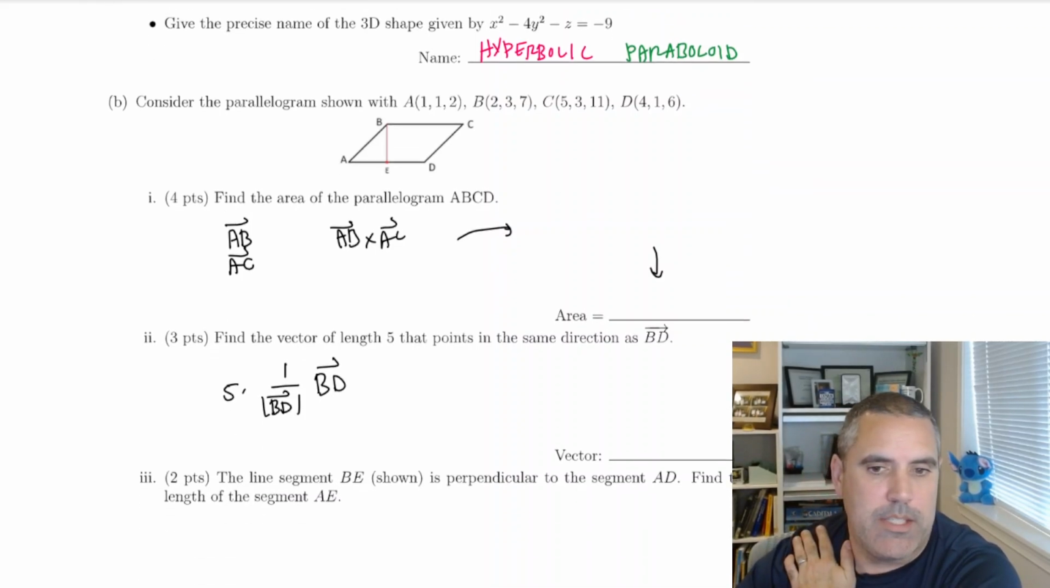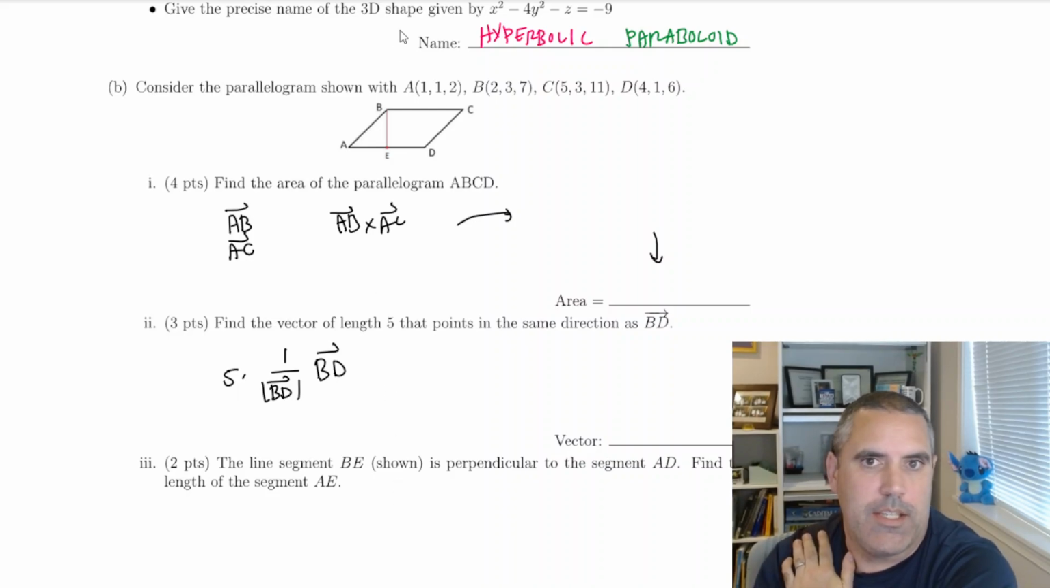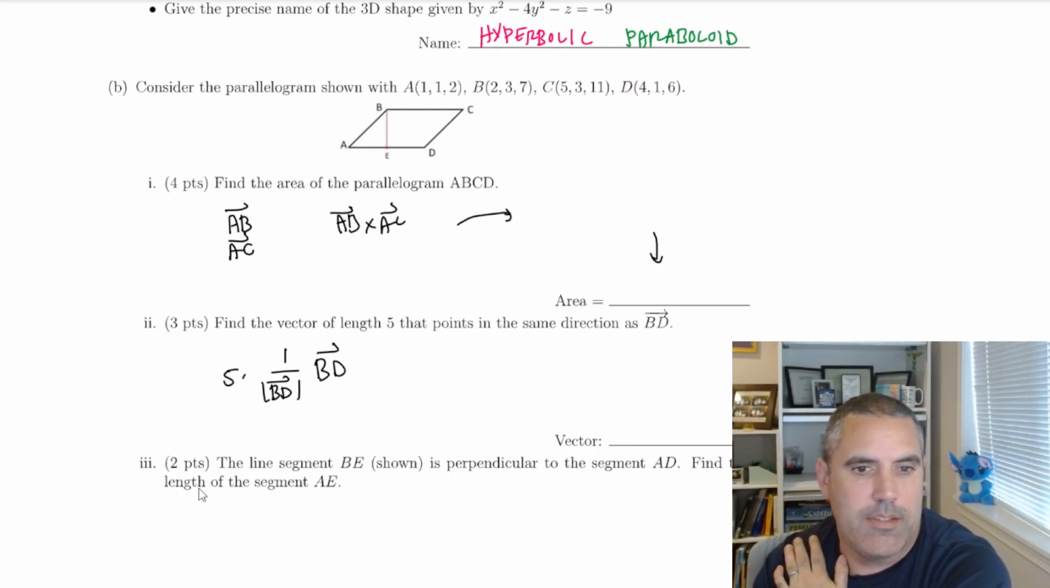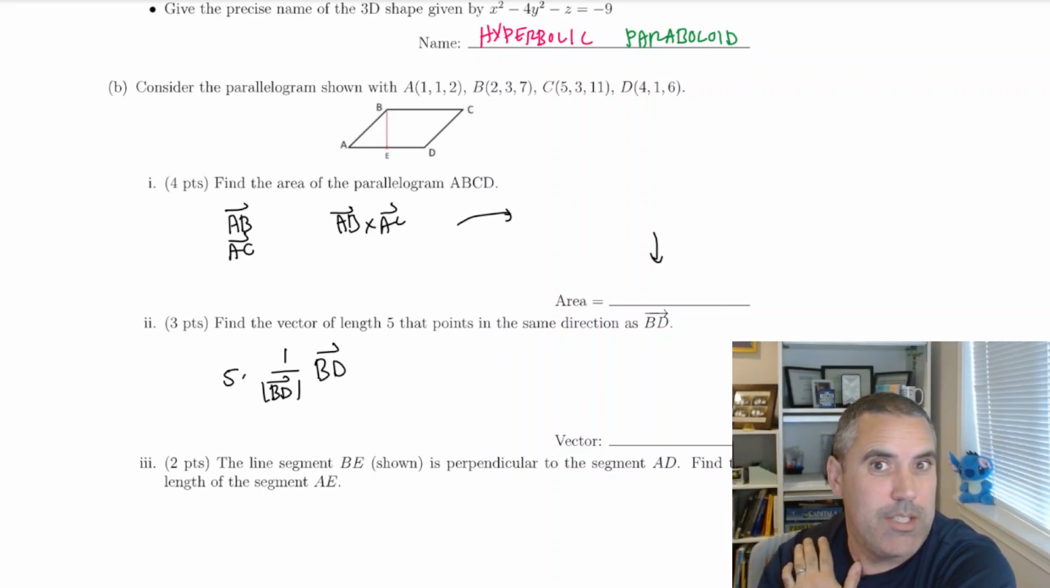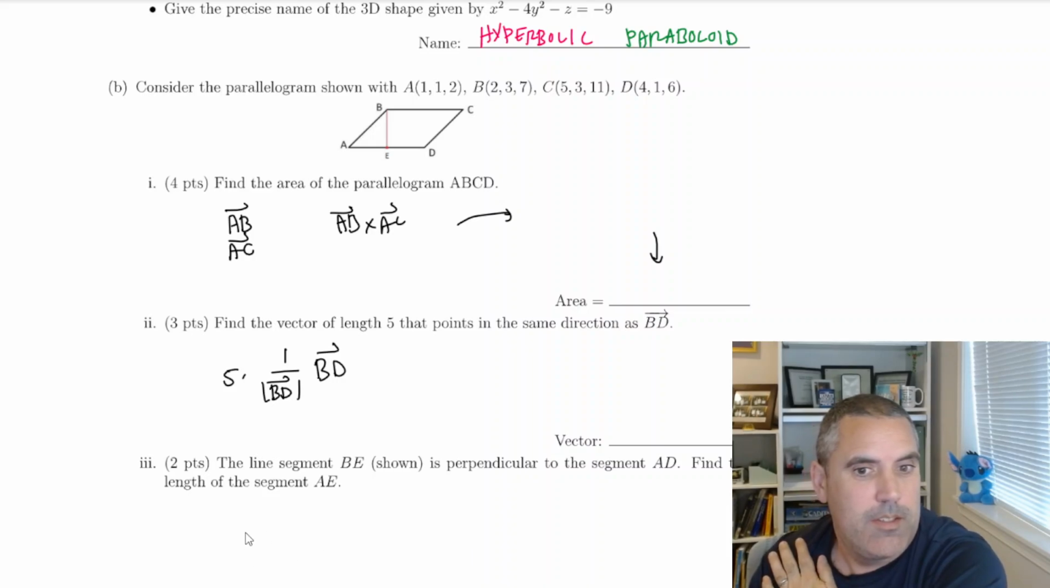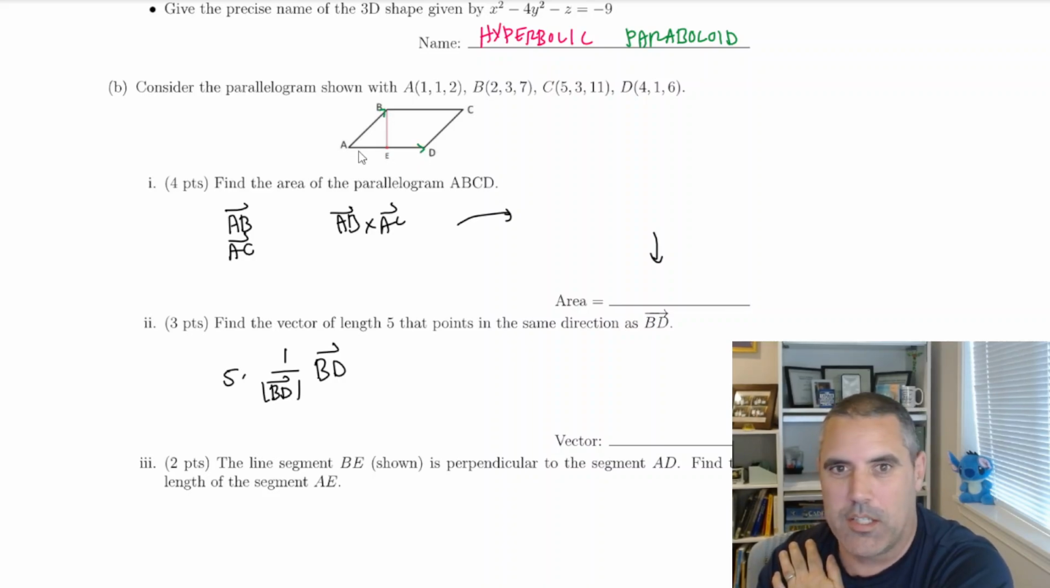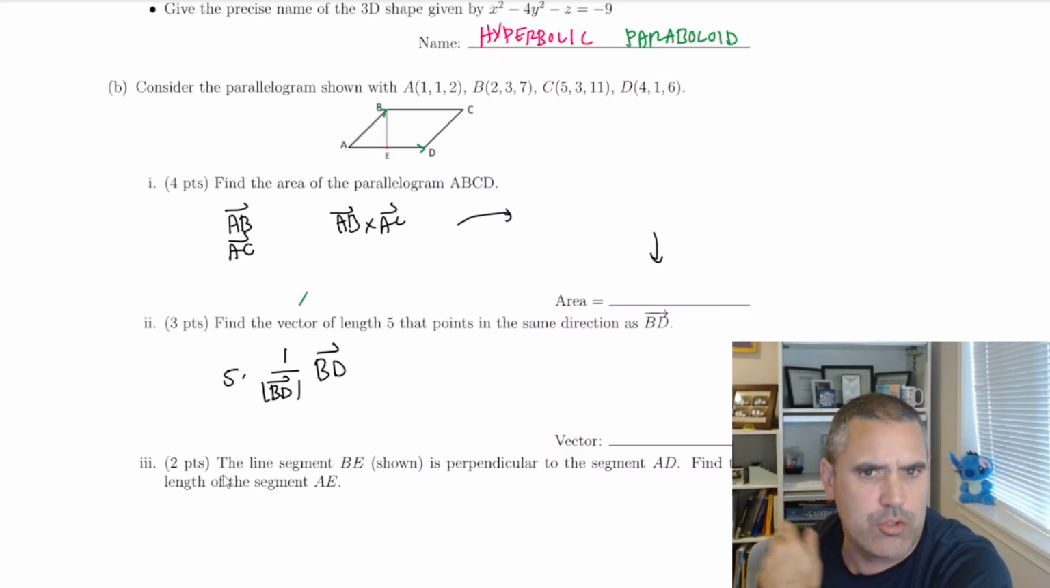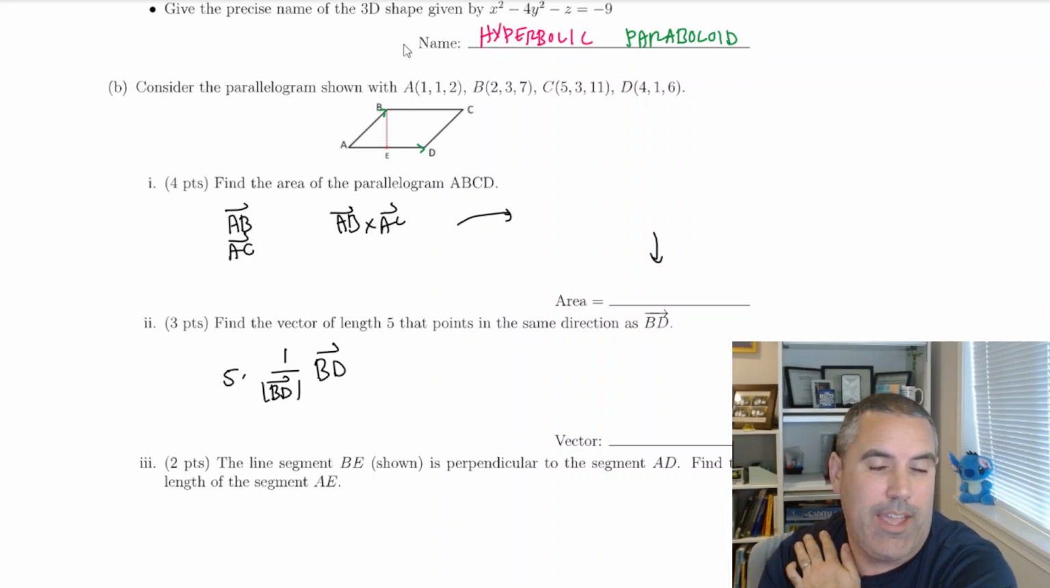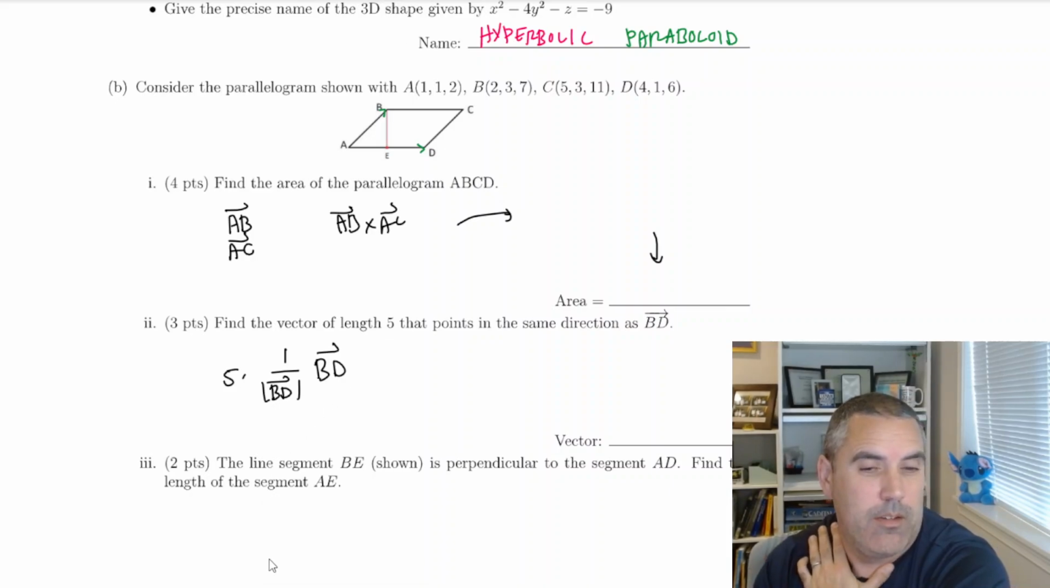The line segment BE shown is perpendicular to AD. Find the length of that segment. That's a projection question. If you didn't immediately think projection, then add that to something you want to ask me about in office hours, discussion board, or quiz section. That's what you're trying to do when you're doing this sort of studying, is figure out what you need to add to your understanding.